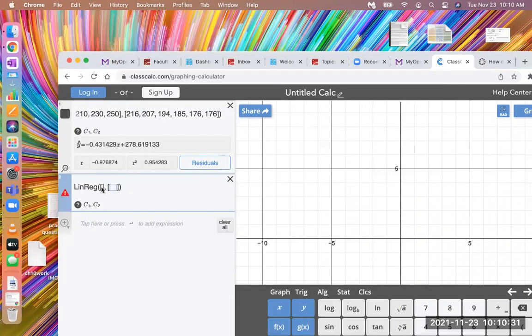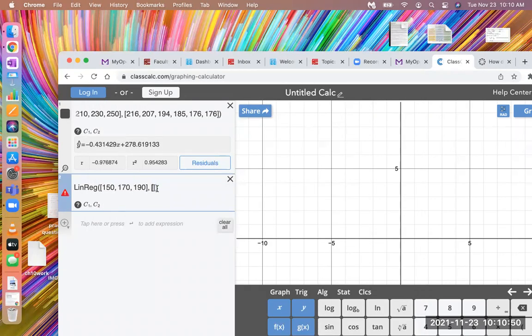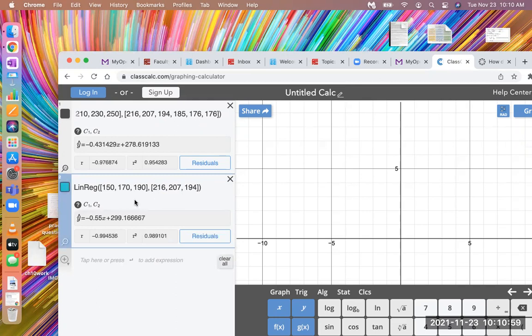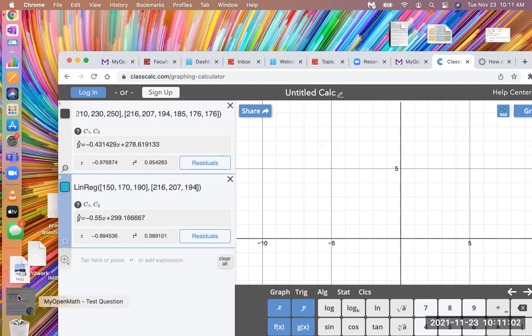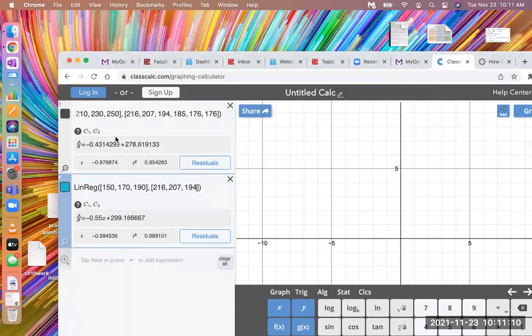So I think it's like the 150, 170, I think 190, and so on. Those numbers I put in that first column, and in the second column, 216, 207, and 194. I think that was the numbers. But I put the whole list. So that's just a little example, if I just put the first 3 in the first column and first 3 in the next column, but I did all the numbers in. Okay, so I did that, and then these are the answers I got.